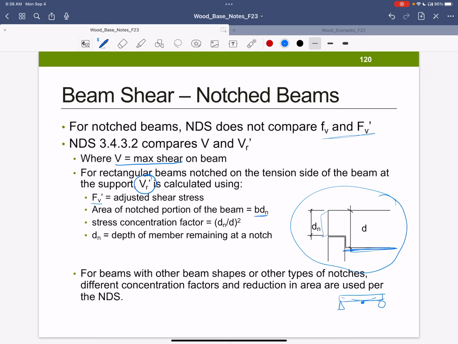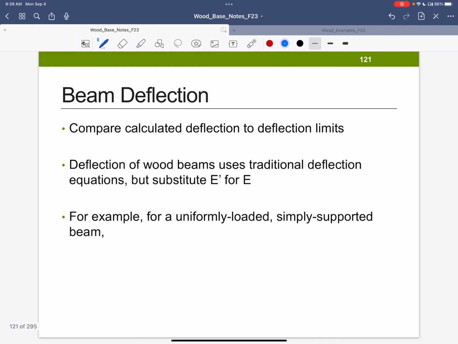Okay, so we'll go through this and take a look at 3.4.3.2 so you can see what this looks like in the code section. Beams with other shapes or types of notches have different concentration factors, and you can follow the NDS for that, but this is for a rectangular beam. All right. So I'm just going to do a short overview here, and then we'll jump into the example to deal with how this works.